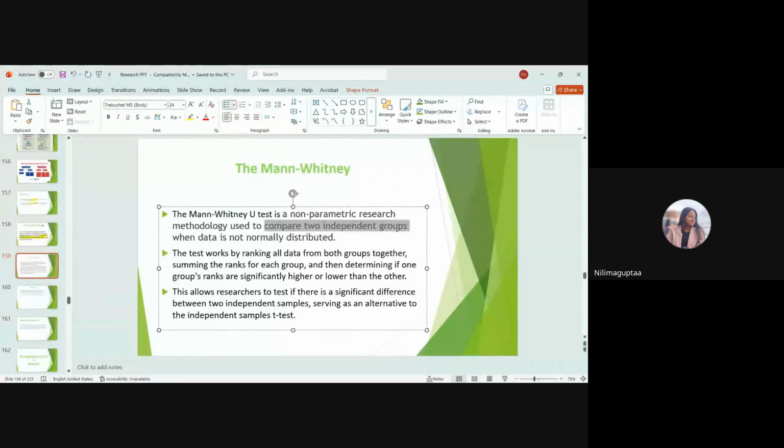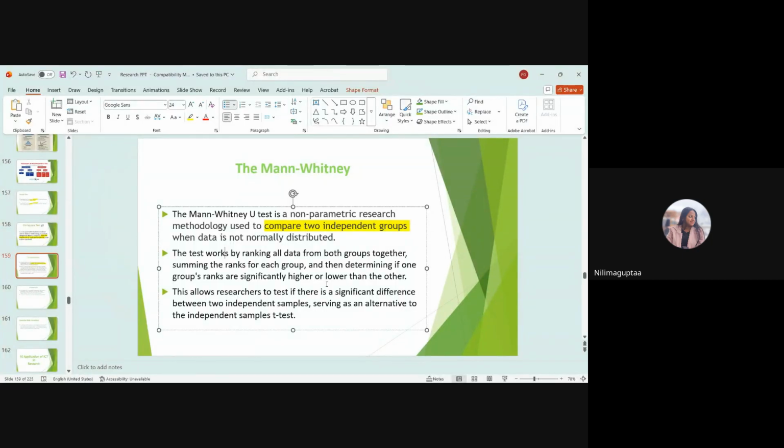Okay, then the test works by ranking all of the data from both the groups together, summing their ranks for each group, and then determining if one group's ranks are significantly higher or lower than the other one. So it's a whole process.